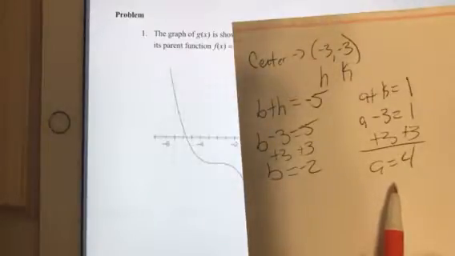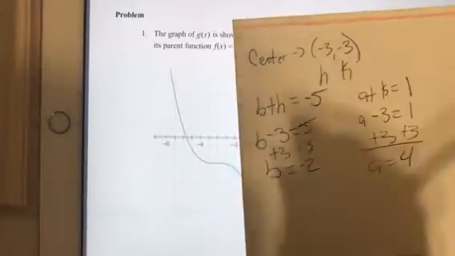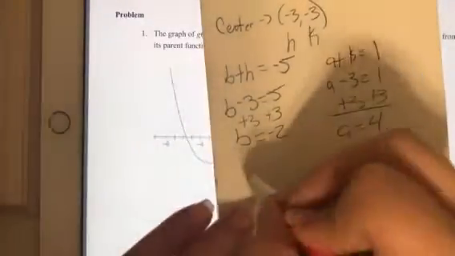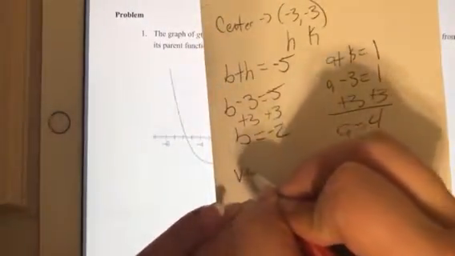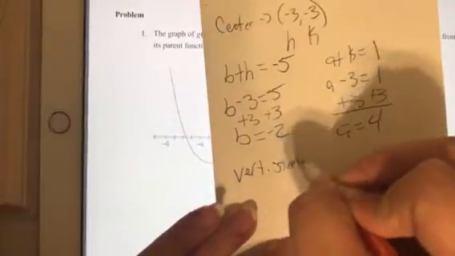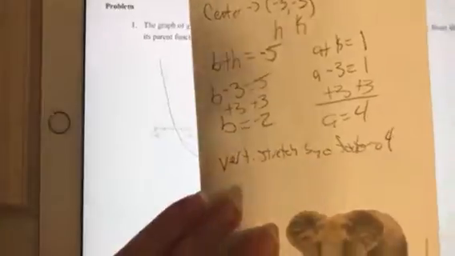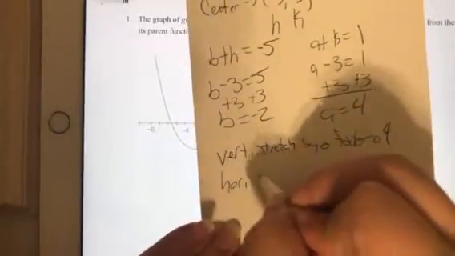And that is what this graph is telling me. I've stretched it. So I've stretched it horizontally and I've stretched it vertically. So describe the transformations of the graph. So this was a vertical stretch by a factor of 4. This was a horizontal stretch.